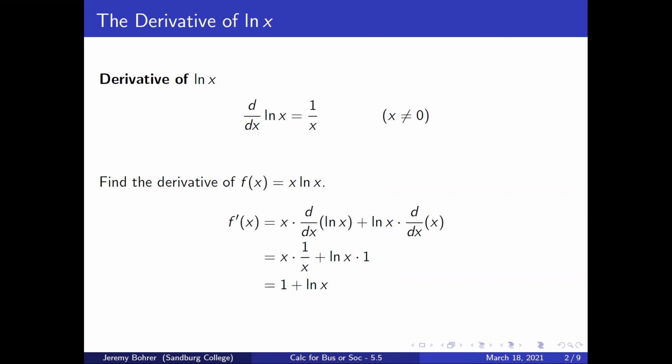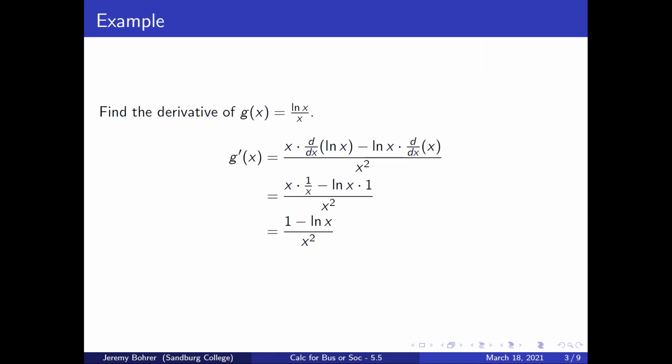Find the derivative of f of x equals x times the natural log of x. F prime of x is equal to x times the derivative of the natural log of x plus the natural log of x times the derivative of x, which is x times 1 over x plus the natural log of x times 1. So the derivative of x times the natural log of x is equal to 1 plus the natural log of x.